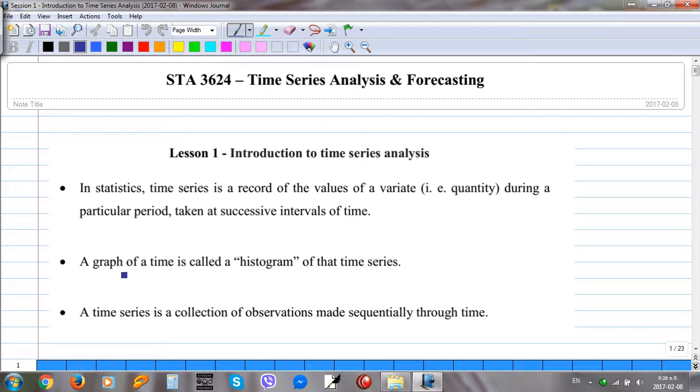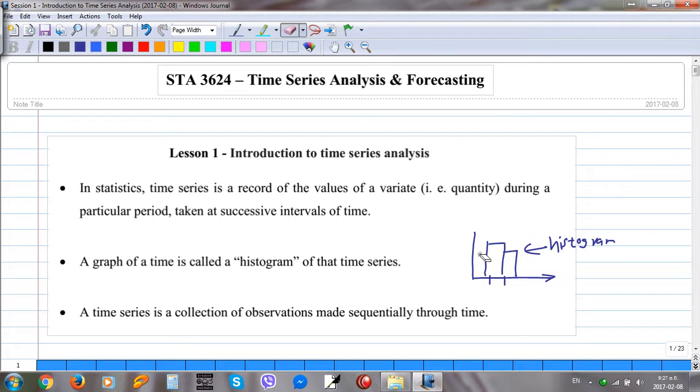Also, a graph of a time series is called a histogram of that time series. This is different from the meaning of histogram we normally talk about in statistics. Normally for histograms, we take some class intervals and draw the histogram, and that is called a histogram in statistics. But in time series, histogram means any graph we plot over time.